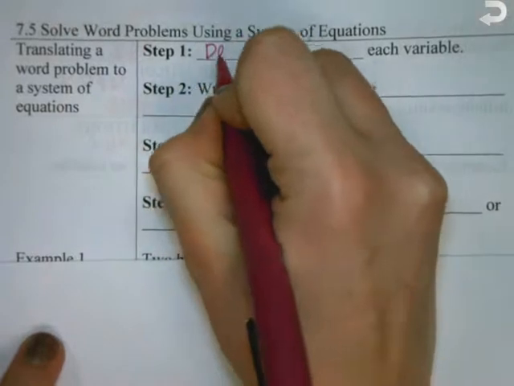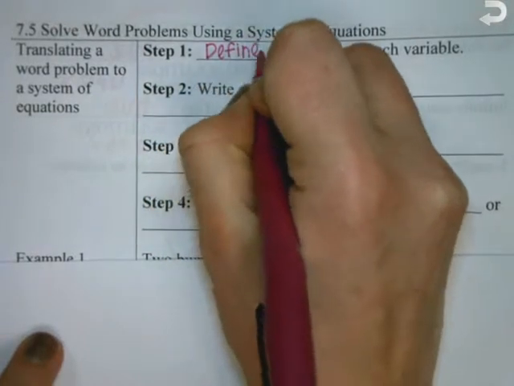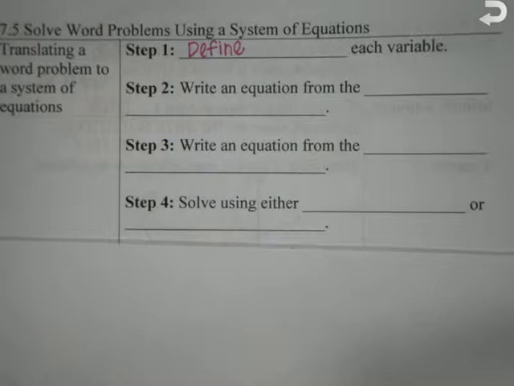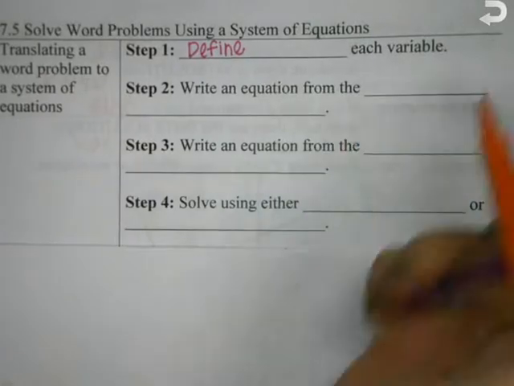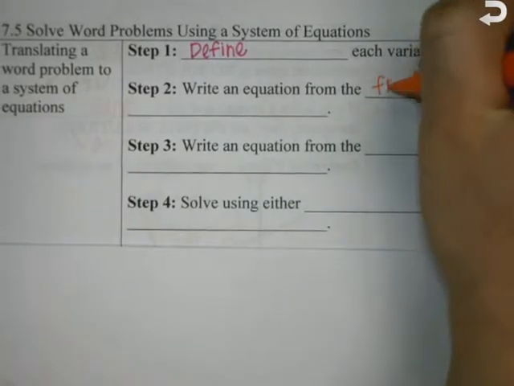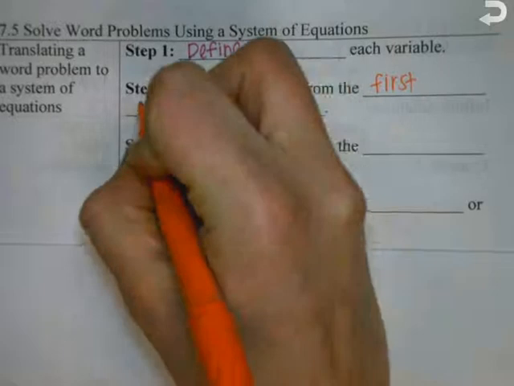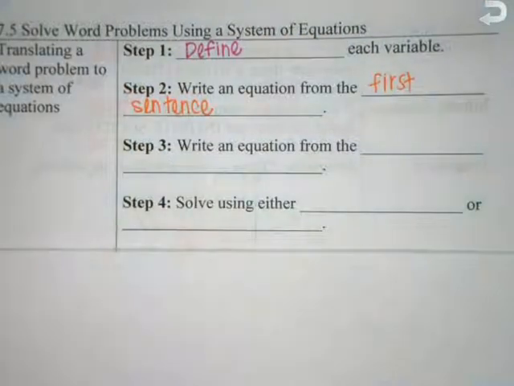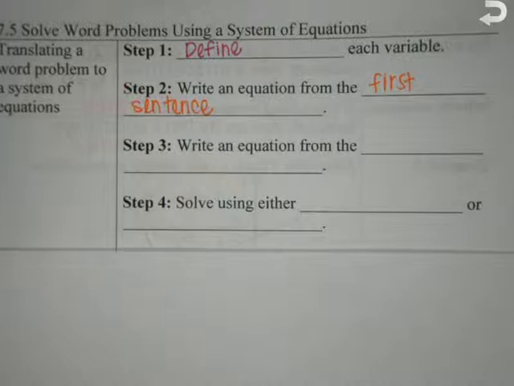Okay? Which means if you're going to use x, you have to say what x equals. If you're going to use y, you have to say what y equals. You cannot just assume that the person reading your work knows what you are referring to. Okay? So after we define each variable, we're going to write an equation from the first sentence. Okay, so that first sentence is going to give us our first equation.